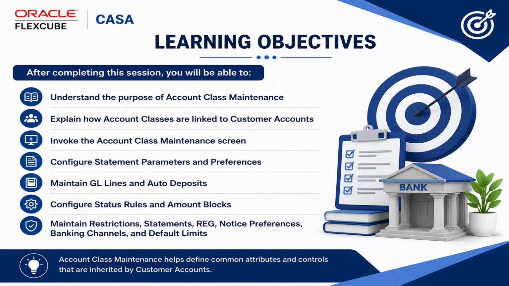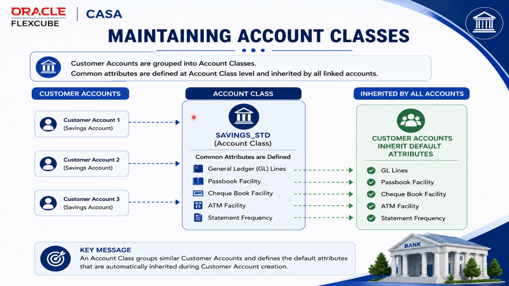An account class acts as a template for similar customer accounts. Instead of configuring every account individually, banks define common attributes such as general ledger mappings, passbook settings, checkbook facility, ATM availability, and statement preferences once at the account class level. Whenever a new customer account is created using that account class, these default settings are inherited automatically.